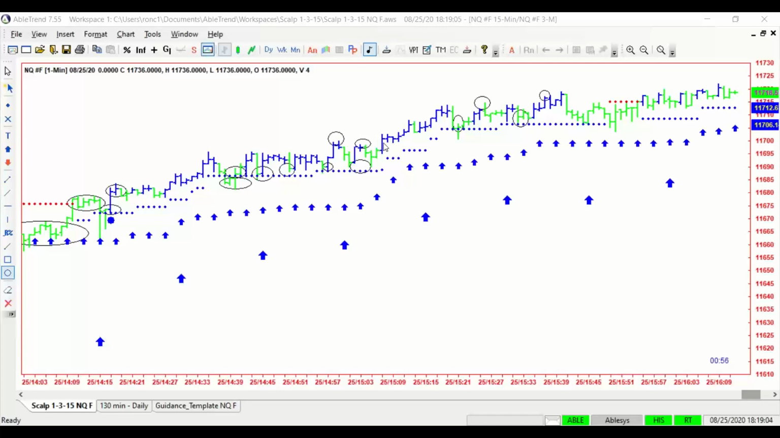This is not the home run chart. This is the singles. Michael Z, as soon as it closes on the other side of the dot or the other side of the arrow, depending on which trade you took, we exit the trade.